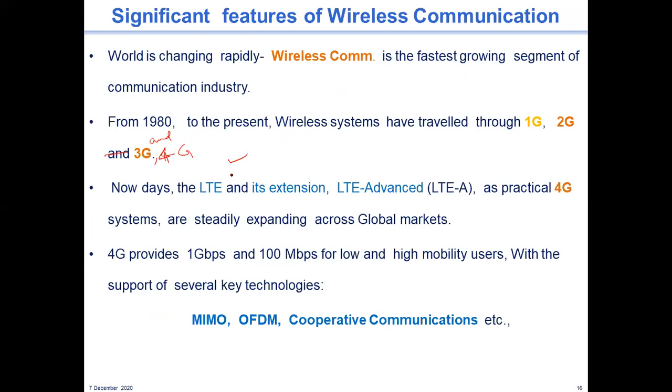The 1G was based on analog speech, which I will discuss later on. Nowadays we use LTE, long-term evolution, and its extension LTE-A, which is nothing but the 4G. There was no 4G actually; what is called LTE Advanced is nothing but the 4G. The 4G technology has been developed because of 3 main features: MIMO technology, OFDM, and cooperative communications.